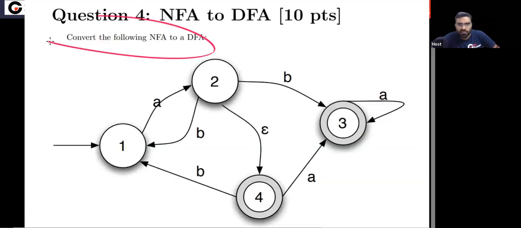The question is asking, convert the NFA to DFA. This NFA is given to you. We need to convert this NFA to DFA. So let's do that. So tell me what will be the initial state.